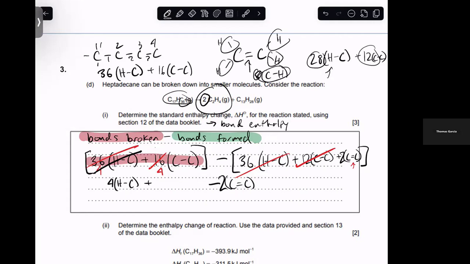So now I can plug in my values. 4 times 364 minus 2 times 614, which gets me a total value of delta H equals 228 kilojoules per mole.